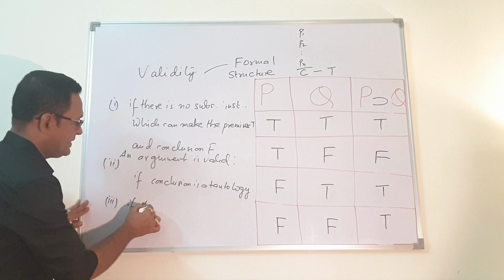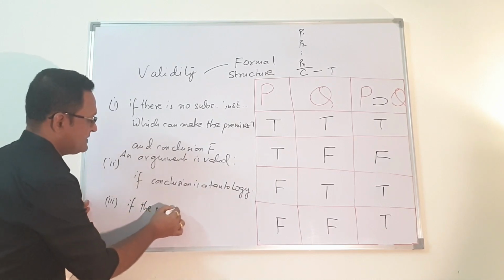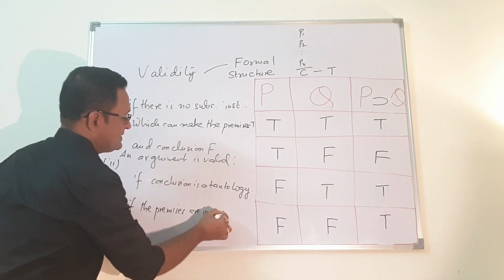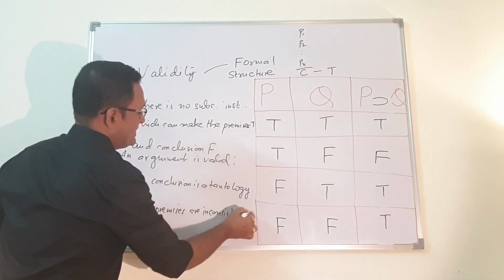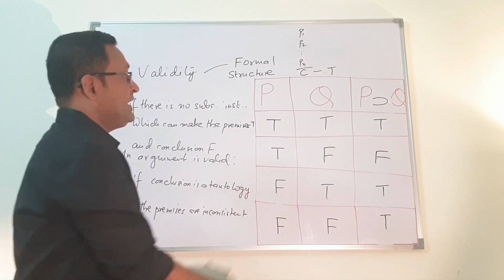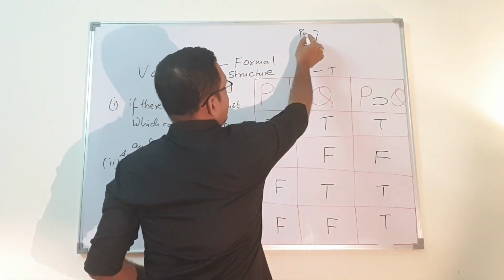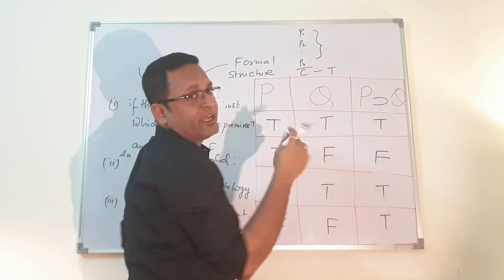If the premises are inconsistent. Now what does it mean? Inconsistent. If the premises cannot be true together, that means P1 is true but P2 cannot be true.